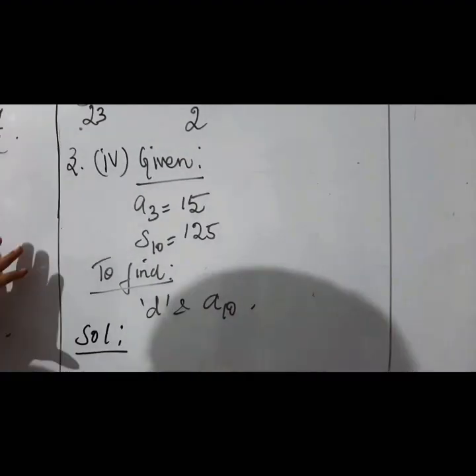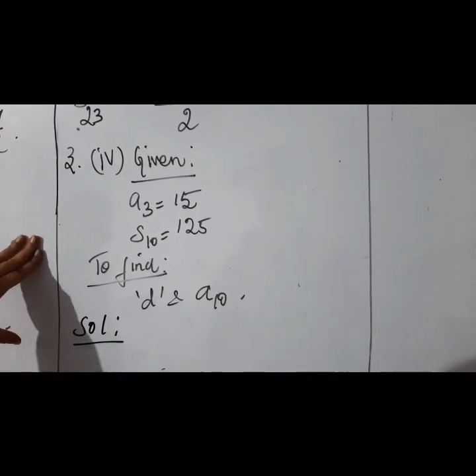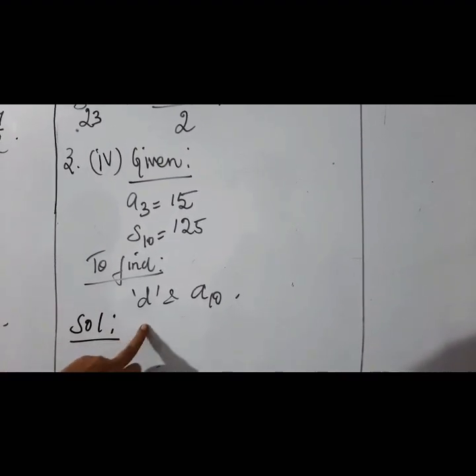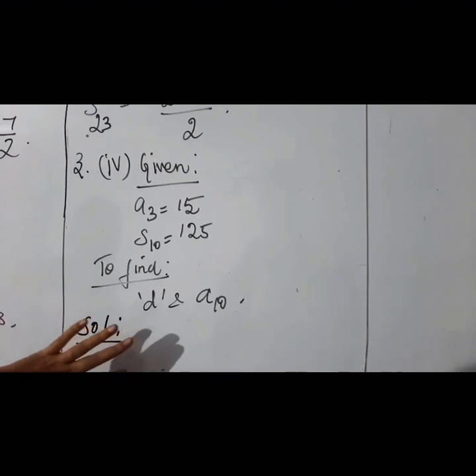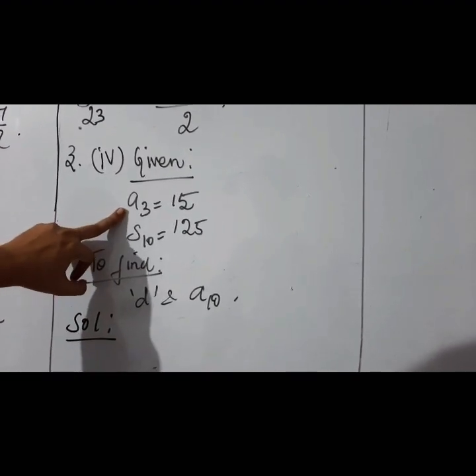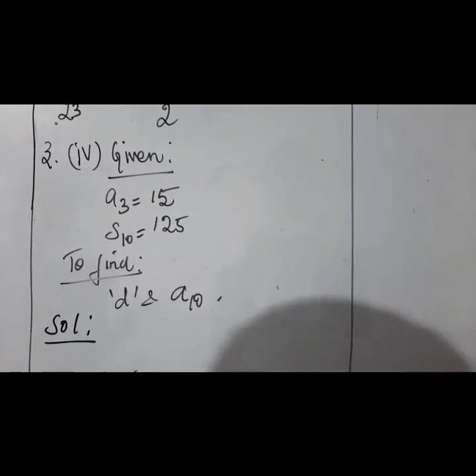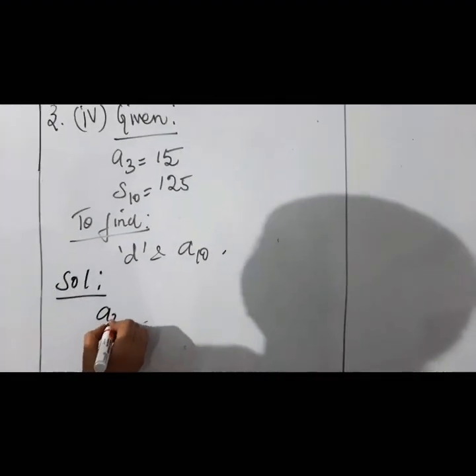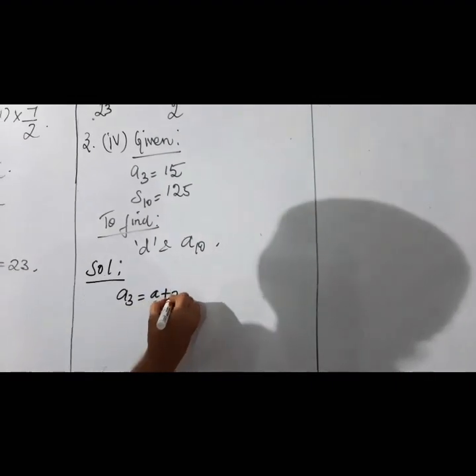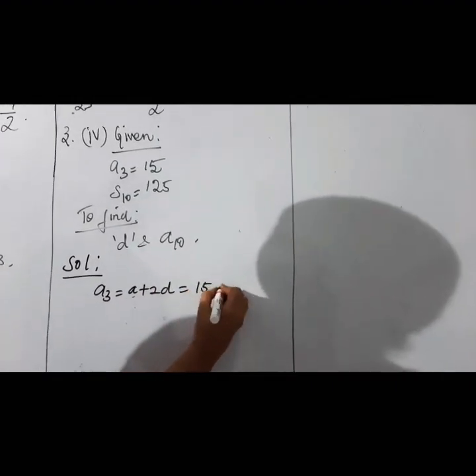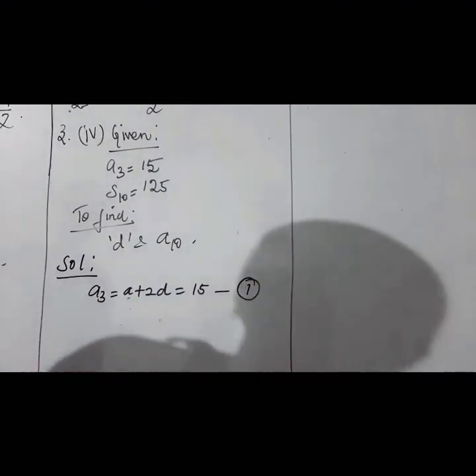Okay, now we'll see the third sum. In the third sum, we need to find out the value of d and a10. It is clearly given in the question itself. They gave the value of a3 is 15, S10 is 125. So how will we write a3? a3 is equal to a plus 2d is equal to 15. Consider this as your first equation.